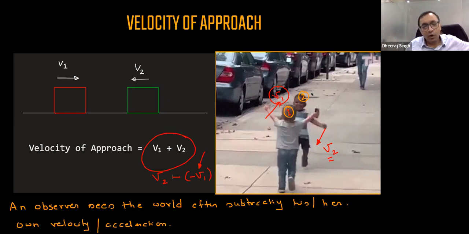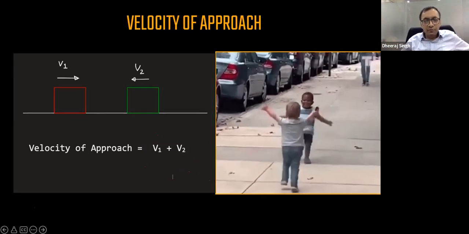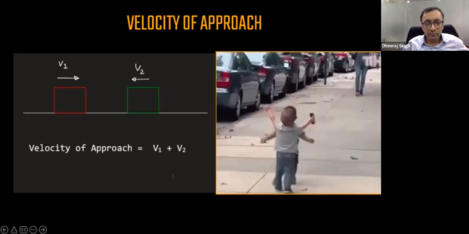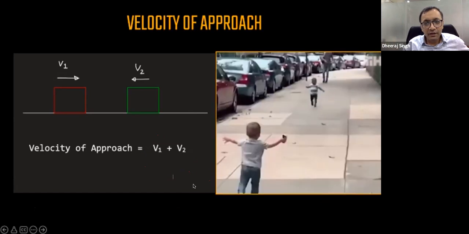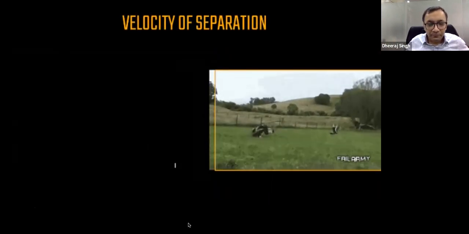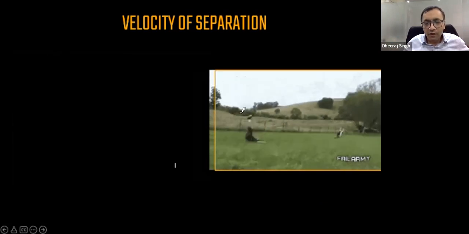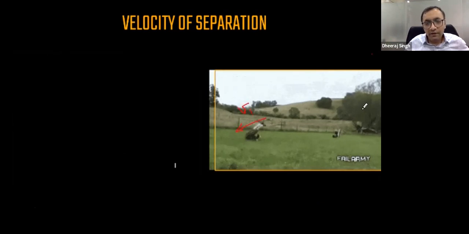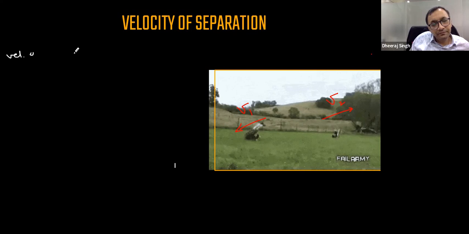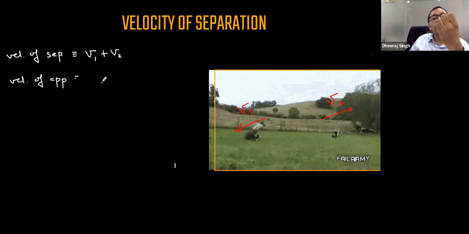Now, after velocity of approach, what do you think the next logical thing should be? After approach, there should be? Correct. Velocity of separation as well. Fine. So tell me, if this person was going with V1 velocity, that person was going with V2, what is the velocity of separation here? Everyone, with what velocity they are separating? V1 plus V2. Both are going away from each other. Okay. Now here, what is velocity of approach, by the way? Velocity of separation is V1 plus V2. Velocity of approach is what?